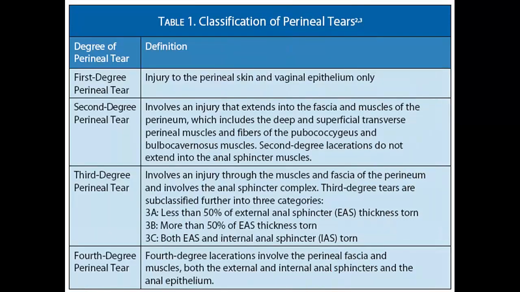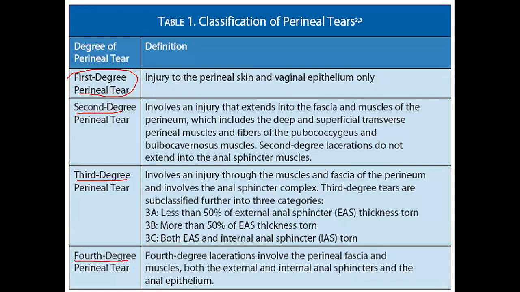So this chart shows the classification of perineal tear. An important question: how should obstetric anal sphincter injuries be classified? So how to classify the perineal tear? We have 4 degrees: first degree perineal tear, second and third degree perineal tear, and fourth degree perineal tear.